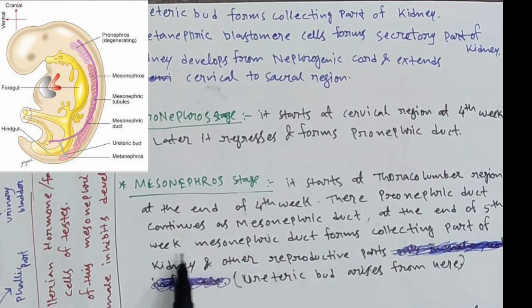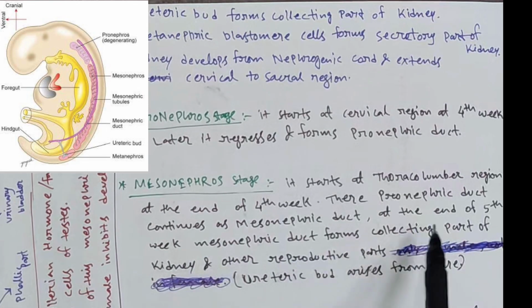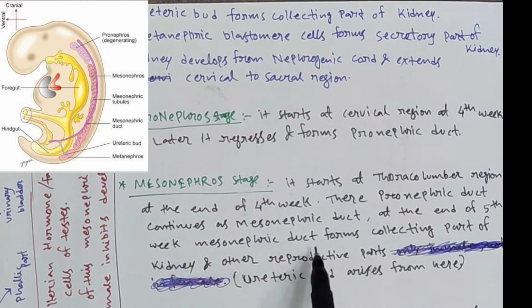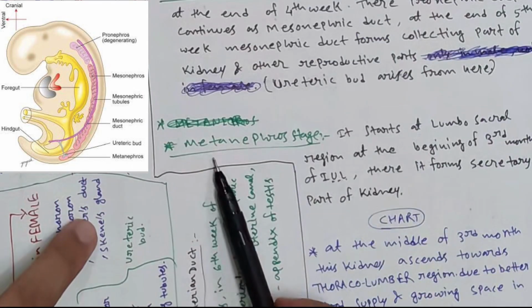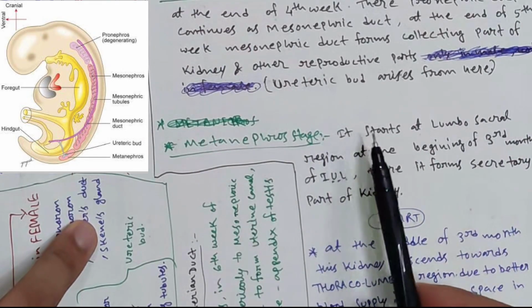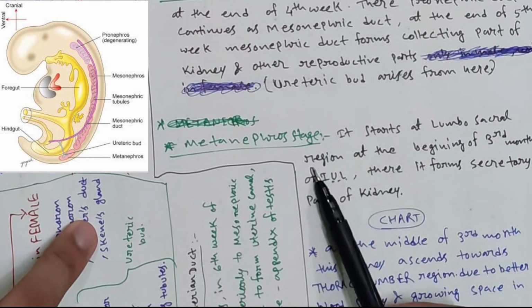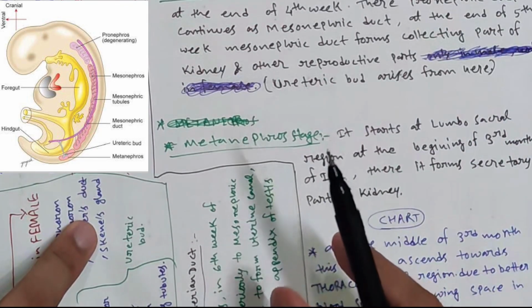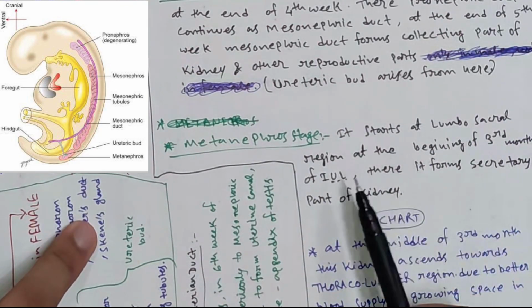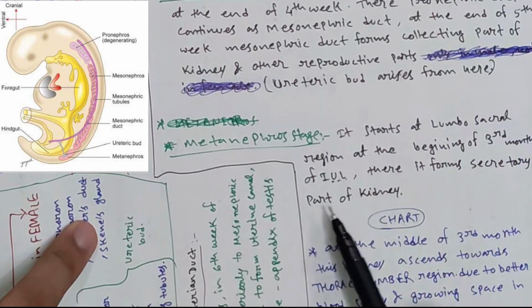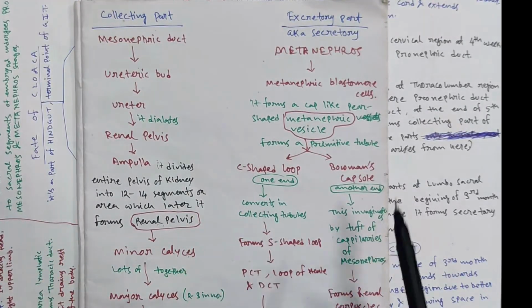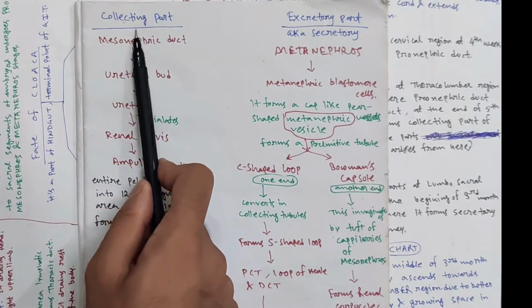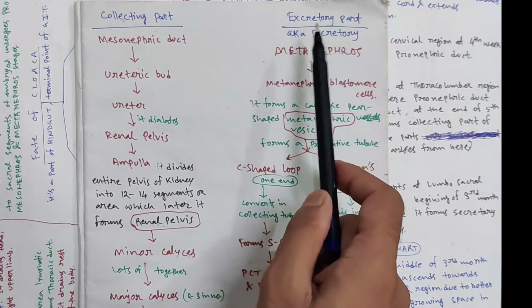At the end of the 5th week, the mesonephric duct forms the collecting part of the kidney and other reproductive parts in male and female. In the metanephros stage, what happens? It starts at the lumbosacral region at the beginning of the 3rd month of intrauterine life. So there is a long gap, and there it forms the secretory part of the kidney. Now try to concentrate on this chart. This is the collecting part of the kidney, and this is the excretory or secretory part of the kidney.